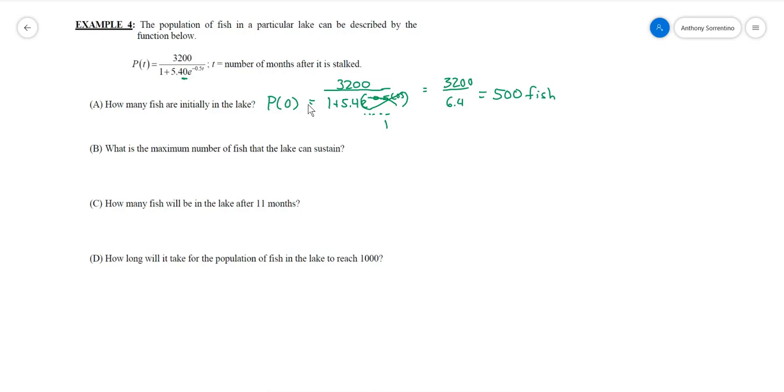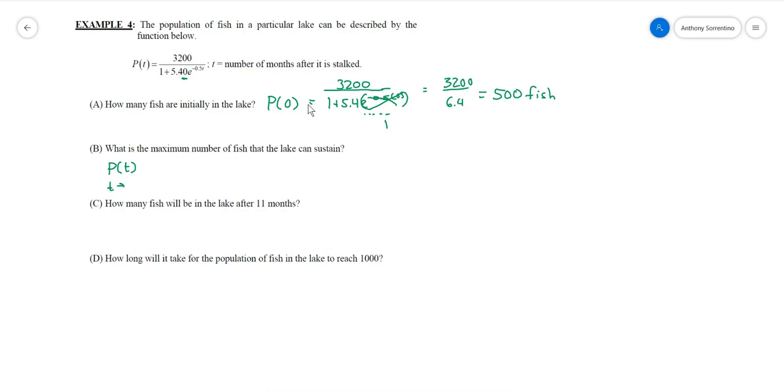What is the maximum number of fish that the lake can sustain? Now this one's a little bit problematic, because what I want to do is figure out what P of t is approaching. And you'll start using other notation for this as you get into a little bit of pre-calculus and especially in calculus.